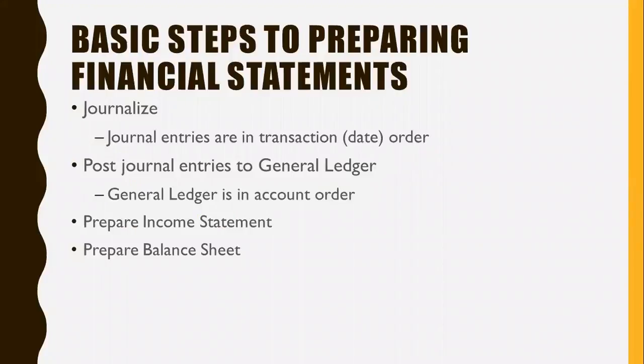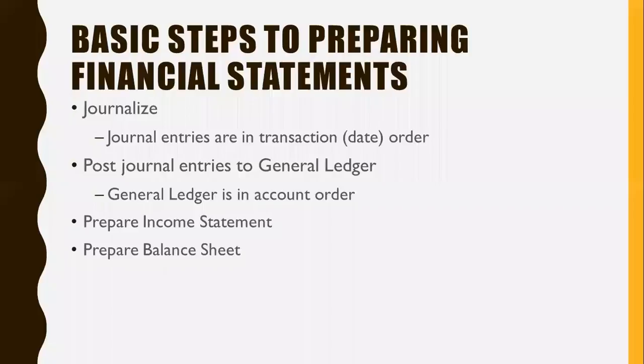There are a few basic steps. When you get more complicated, there's a few extra we'll throw in. But the basic steps are to journalize, and that's what you've done already. The journal entries, if you think about it, are in transaction order, which is going to be date order, just like your diary is a journal that's in date order, so is the general journal.